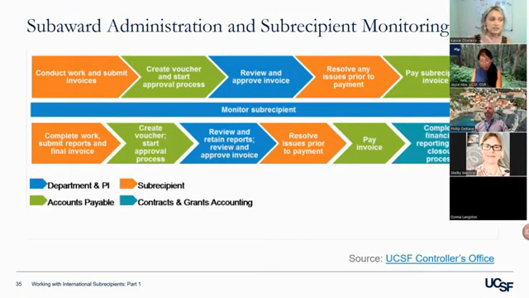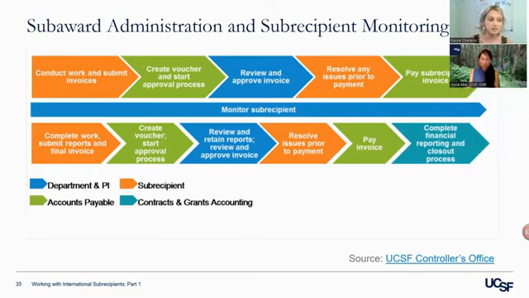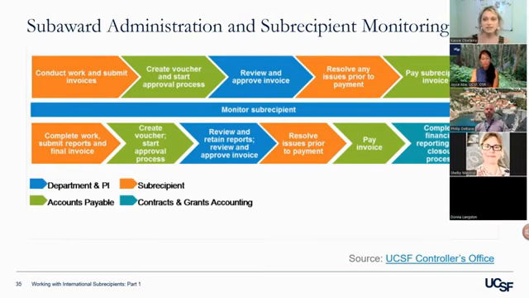Then the subrecipient is completing the work, submitting reports and final invoices. Accounts payable is creating the vouchers, starting the approval process. The department and the PI review and retain reports, review and approve invoices. The subrecipient, again, has to resolve any issues that might not allow them to get paid. Accounts payable pays that invoice, and CGA completes the financial reporting closeout process. This is the administration and subrecipient monitoring process that doesn't involve us. And I really, really encourage you to learn more from the UCSF Controller's Office about this. They have some great how-to guides and things to really help you along the way.